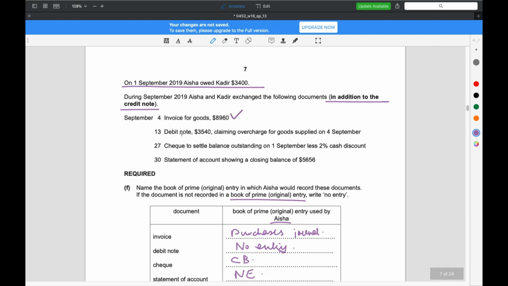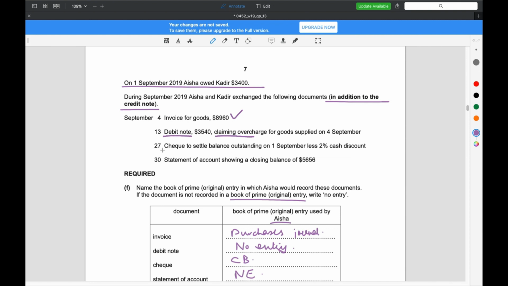And the second one is actually debit note 3540 claiming overcharge for goods supplied on 4th September. So we don't really have anything to do with this because it's a debit note. It has to do with the supplier, and it's claiming overcharge. So it hasn't been verified by the supplier yet. So this won't have any entry in the Kadir account in Aisha's books.